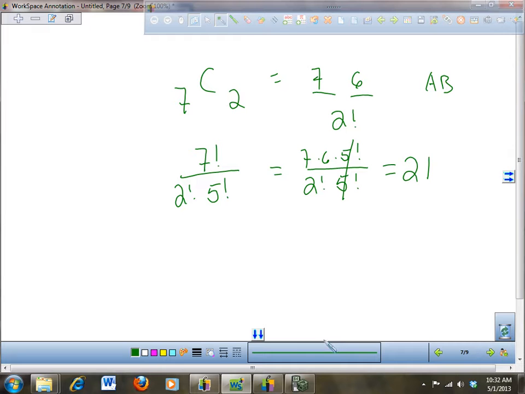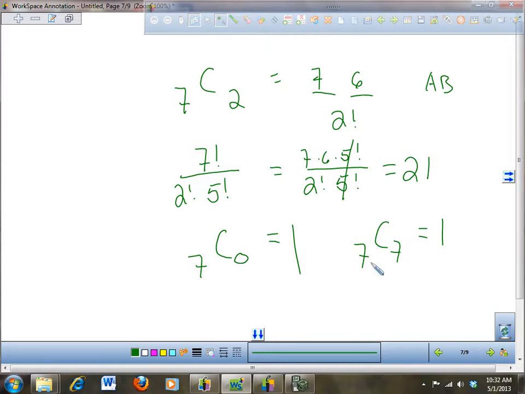Okay. Anything combination 0 is just defined as 1. So 7 combination 0 is 1. 7 combination 7, what's that? That's 1 as well. Okay? Because basically it's 7 factorial divided by 7 factorial. That's what it comes down to.